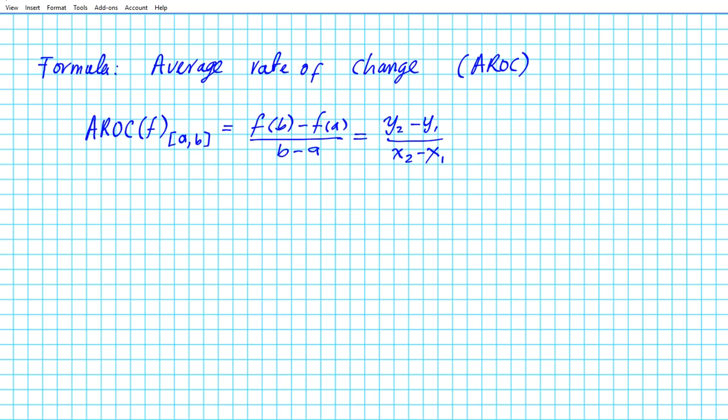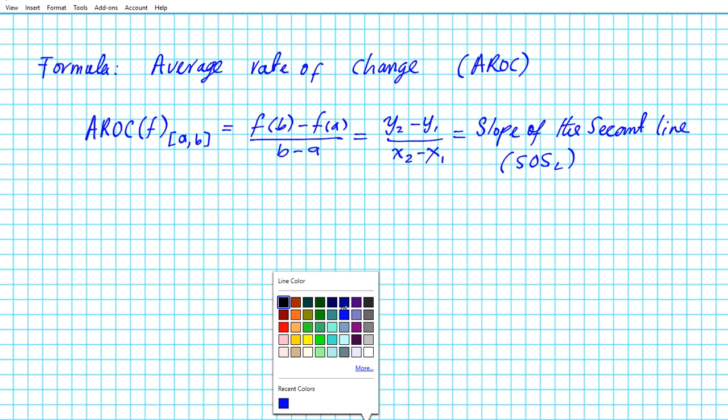Okay? So let's go ahead and write this. This is the same thing as the slope of the secant line. We can call this SOSL. So don't forget, whenever you're looking for the average rate of change, you're also looking for the slope of the secant line on that interval, which is the same thing as the slope, y2 minus y1 over x2 minus x1. So let me just give you a visual of what I'm talking about.